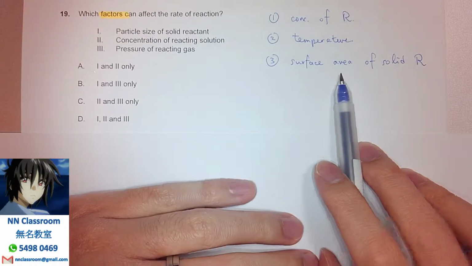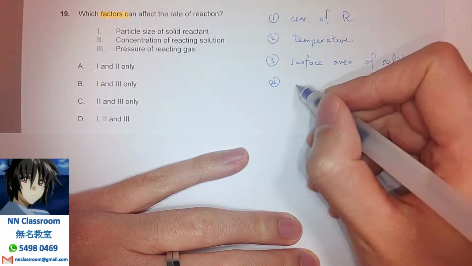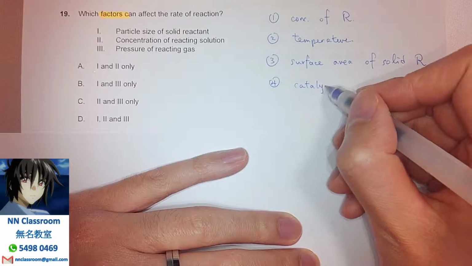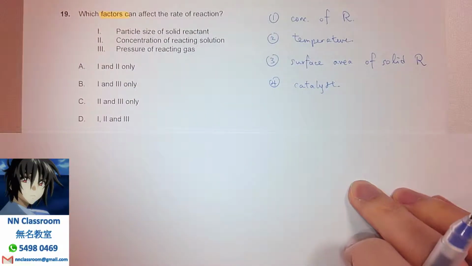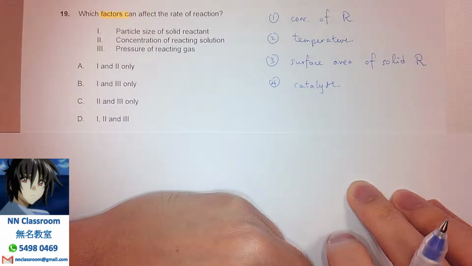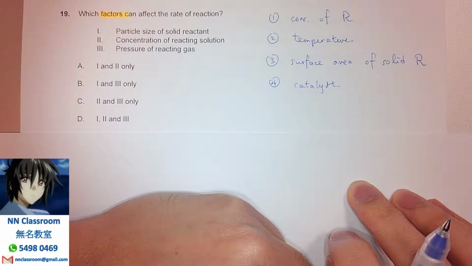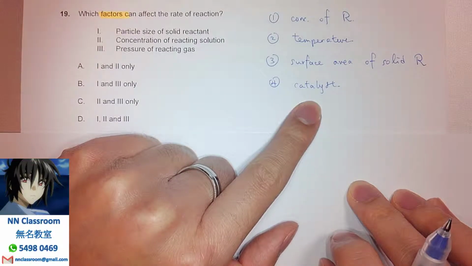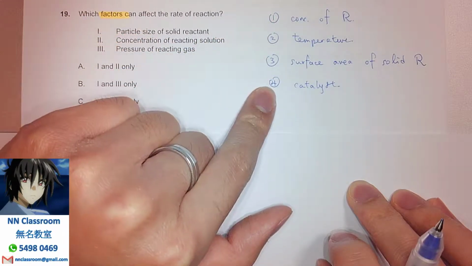Make sense? And finally, the fourth one concerns the addition of a catalyst, right? Because a catalyst provides an alternative pathway with a lower activation energy, more particles have sufficient energy to overcome the barrier, so triggering the reaction. This is the work done by a catalyst. So with this concept behind, let's check.